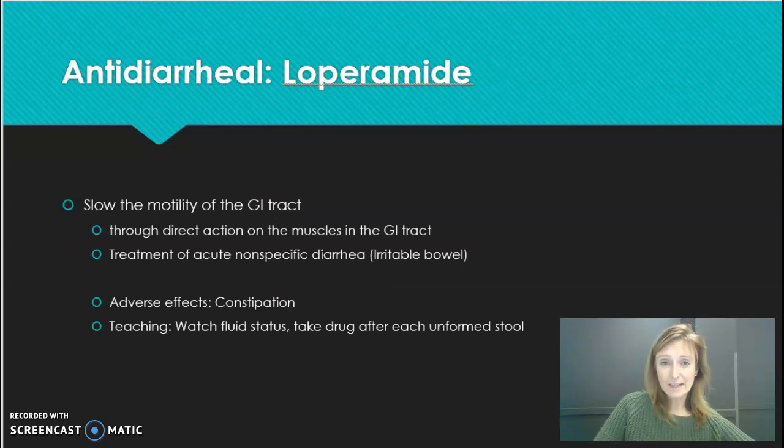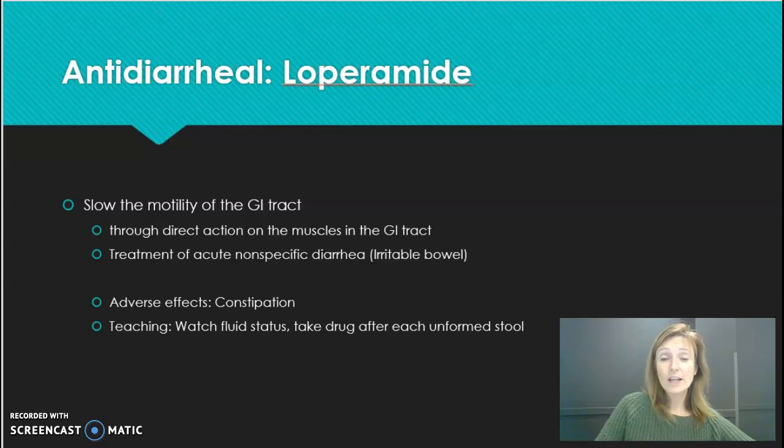Now, the opposite of these medications, what if you have a patient whose bowels are going through too fast and they have diarrhea? So you need to slow things down. You might want to administer an anti-diarrheal medication. This slows the motility of the GI tract. And this medication that's on your list is called loperamide, and that acts through direct action on the muscles in the GI tract. And it is used as treatment for nonspecific diarrhea, like traveler's diarrhea, irritable bowel syndrome, so just nonspecific diarrheas as well.